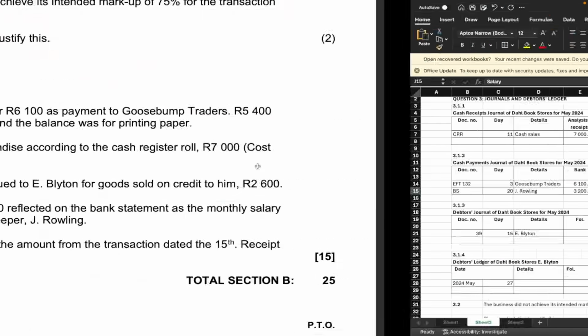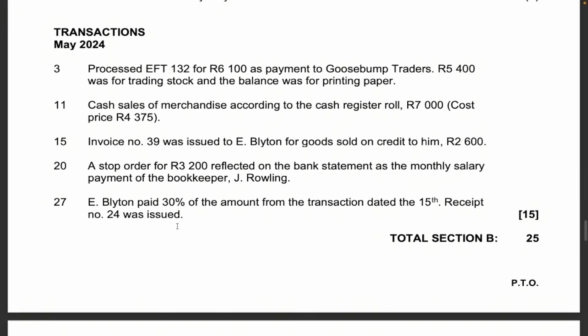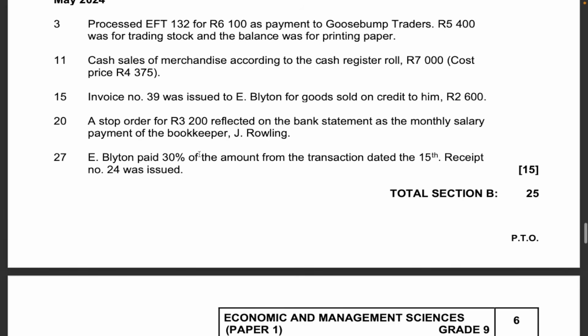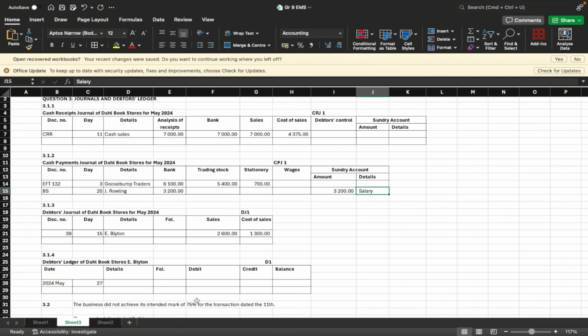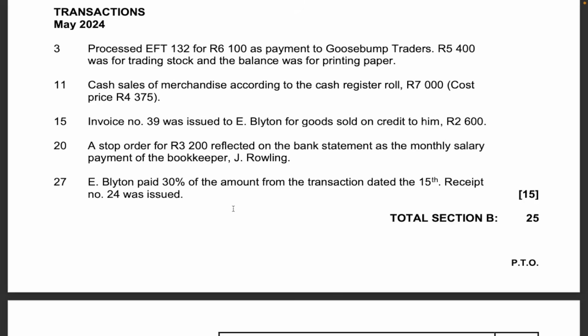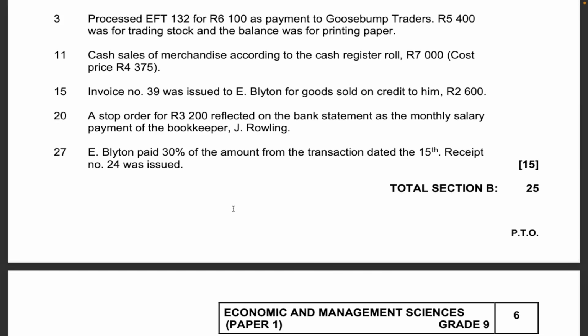All right, let's go back and see what else we have to do. The 27th, E. Blayton paid 30% of the amount from the transaction dated the 15th. Receipt number 24 was issued. What do we usually record in our debtors ledger? Well, it records our transactions with each specific debtor, and in this case, E. Blayton. And so what we would record here under the debtors ledger for E. Blayton is how much we've sold to him on credit, how much he actually owes us, and how much he has actually paid us. So again, as I mentioned earlier, this transaction on the 27th is this debtor, E. Blayton, paying us 30% of the amount. So that will definitely be recorded in the debtors ledger.